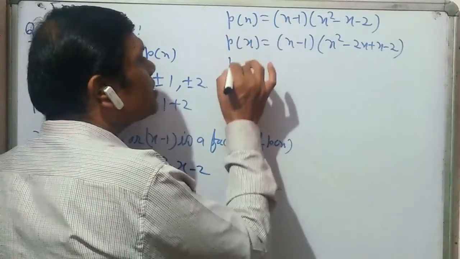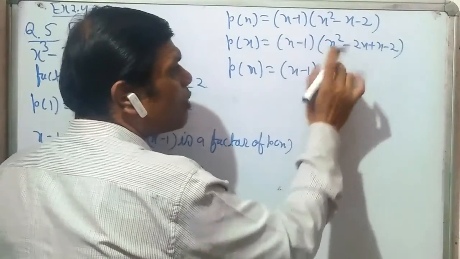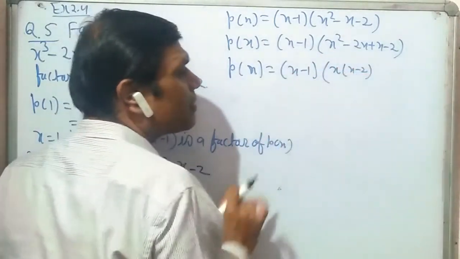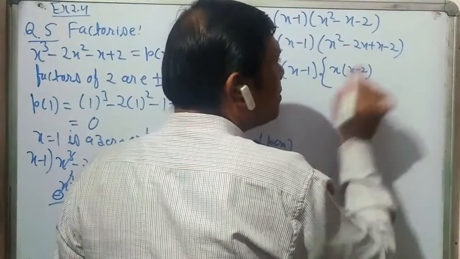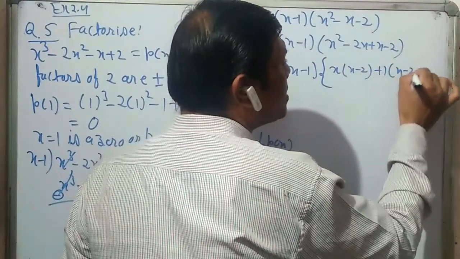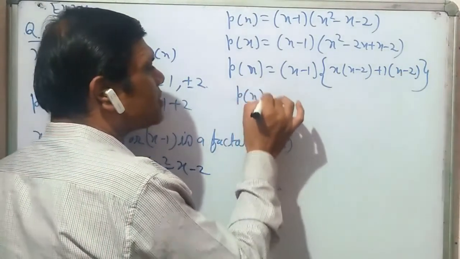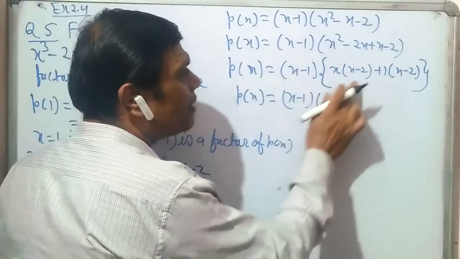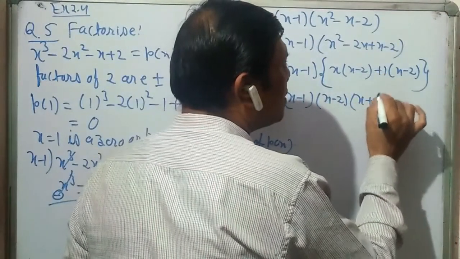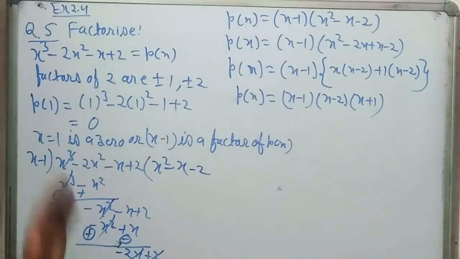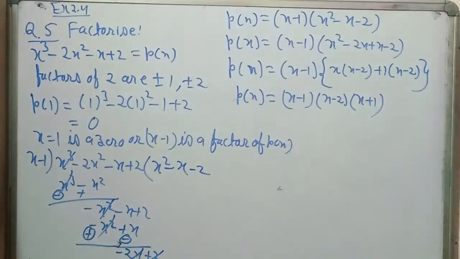Got it? So let us put this as p(x) equals x minus 1. What is common? X. Take this bracket as common. X is common. Here only 1 is common. We get x minus 2. What we are getting is p(x) as x minus 1, x minus 2 and x plus 1. That means if we had taken the value of x as 2 or minus 1, again we would have got 0.